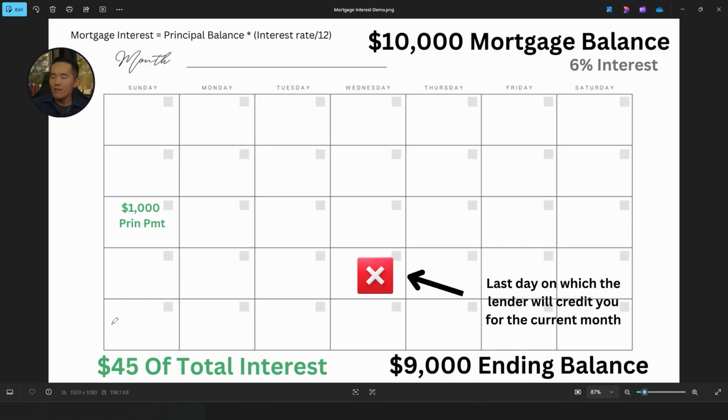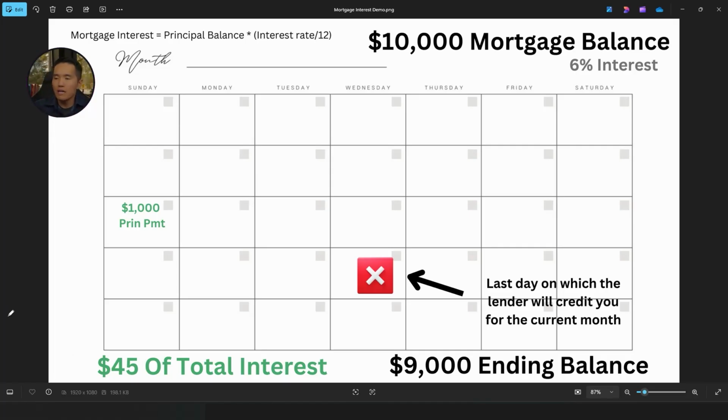Now, the red X is there just to show you that lenders do have a cutoff date in which if you make any extra payment or additional principal payment to your mortgage, they will factor that into the final ending balance calculation.